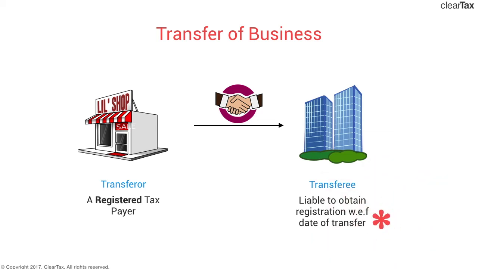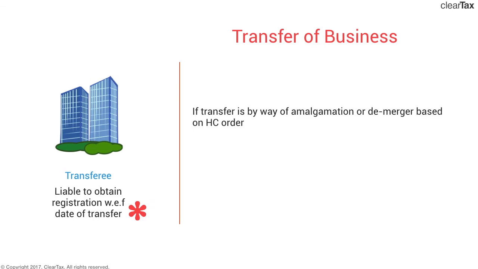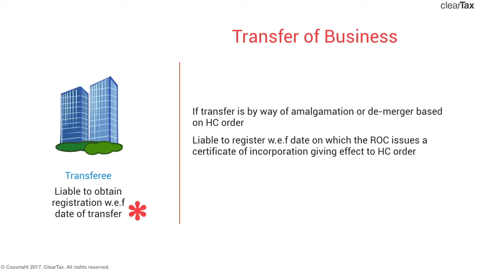Now there's one condition attached. If such transfer is by way of an amalgamation or demerger, which is based on a High Court order, then the transferee is liable to register with effect from the date on which the Registrar of Companies issues a certificate of incorporation which gives effect to such High Court order. That's just one small condition attached. Otherwise, it's a general clause where the transferor is a registered taxpayer.